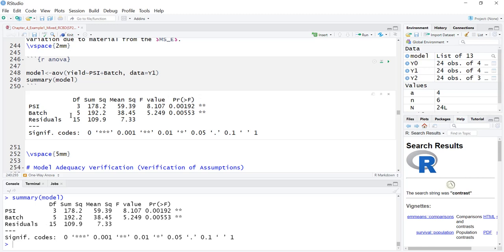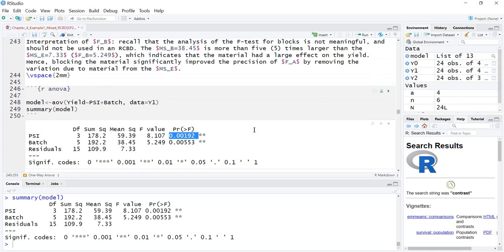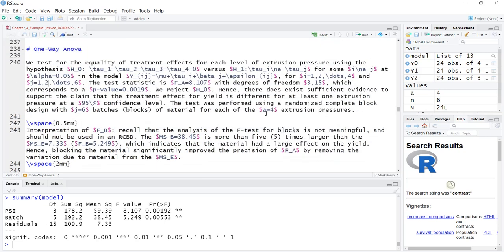And so this is giving us an F value here of 8.107 and a P value that goes with it of 0.00192. Okay? And so we have 8.107, 3 and 15 degrees of freedom.